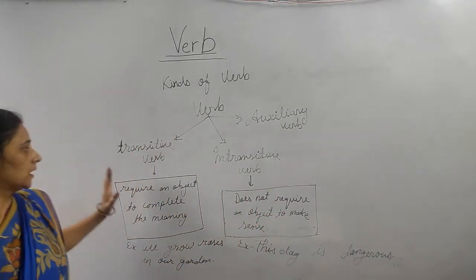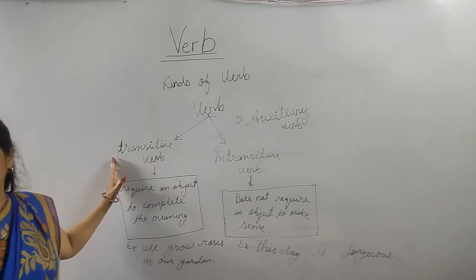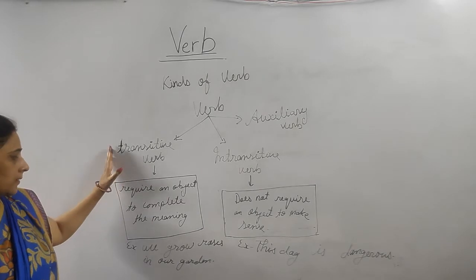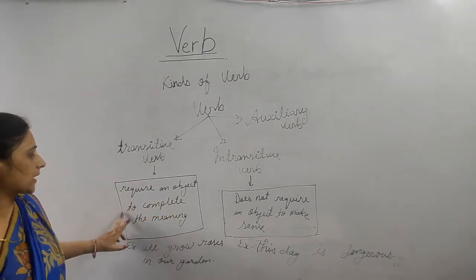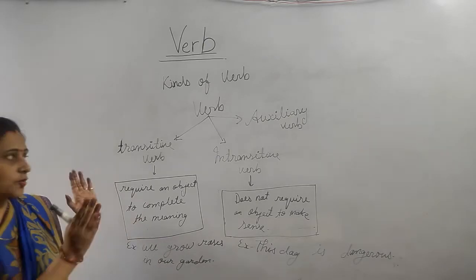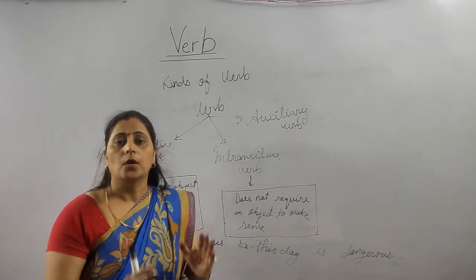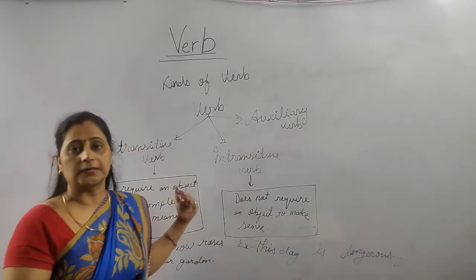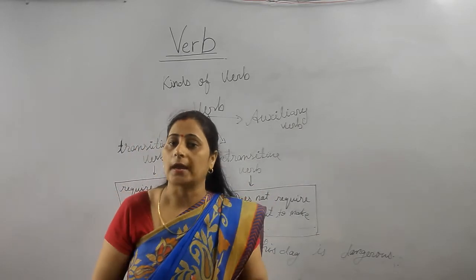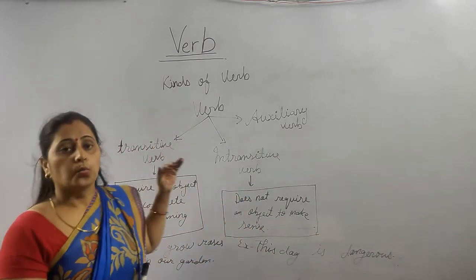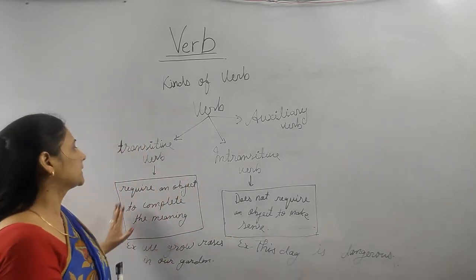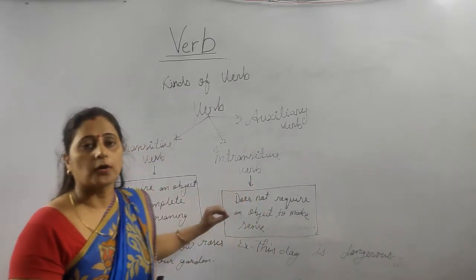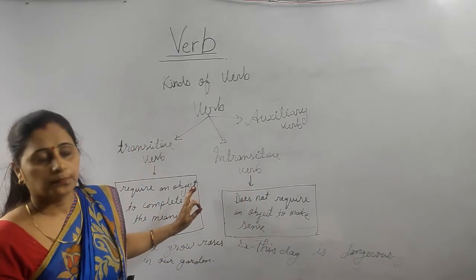Now I will explain the difference between transitive verb and intransitive verb. The transitive verb means a verb requires an object to complete the meaning. It means in transitive verb we need an object to complete the sentence. Without having an object, we can't say this is a transitive verb. It means having an object is important in transitive verb.